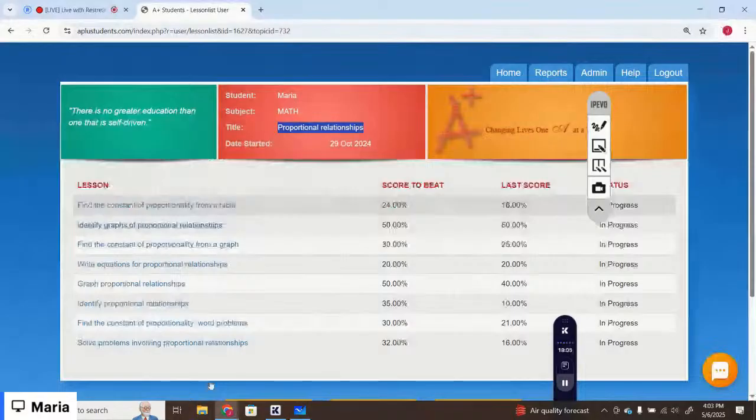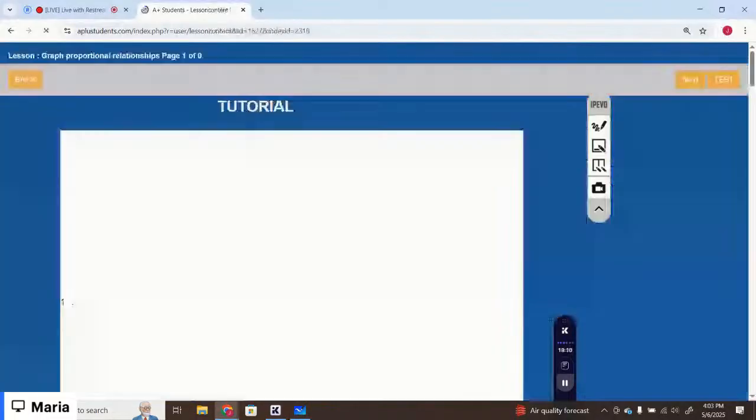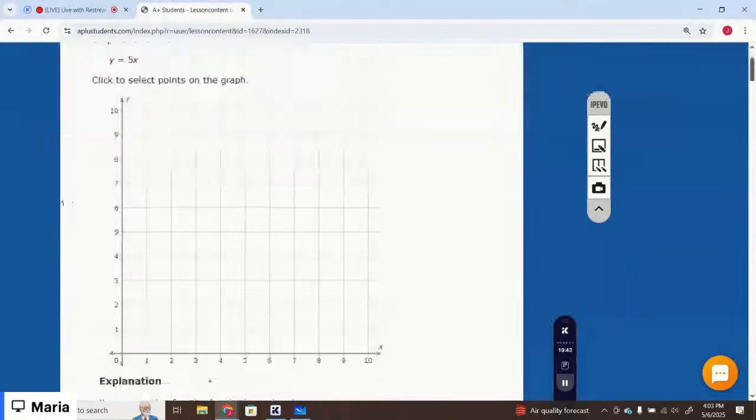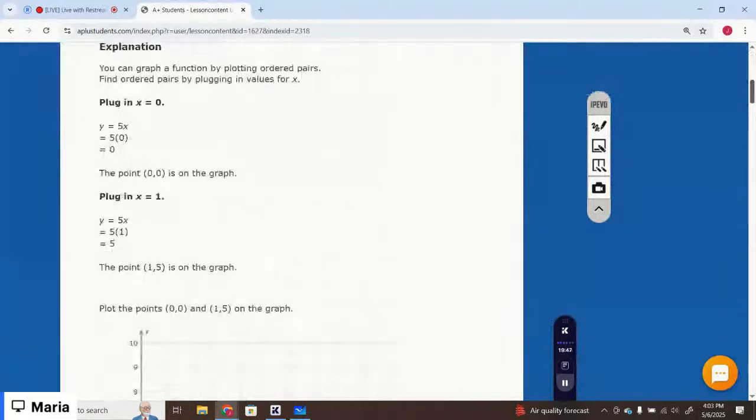Okay, here I am on the chapter proportional relationships. Let's just start with the lesson that is graph proportional relationships. Graph the function y equals 5x. Click to select the graphs on the point. You can graph a function by plotting ordered pairs, find ordered pairs by plugging in the values for x. So just plug in different values of x, and then we have the values of y we can then plot.